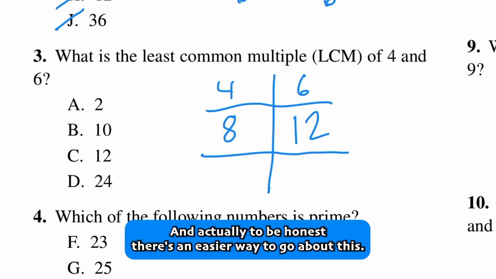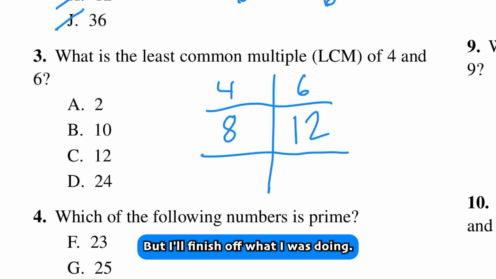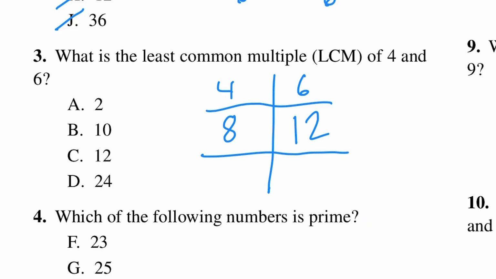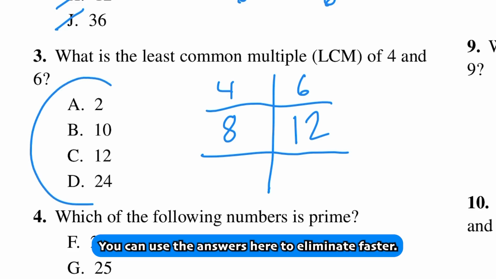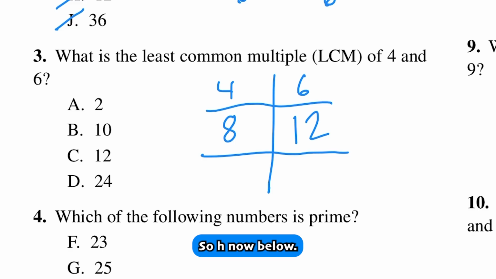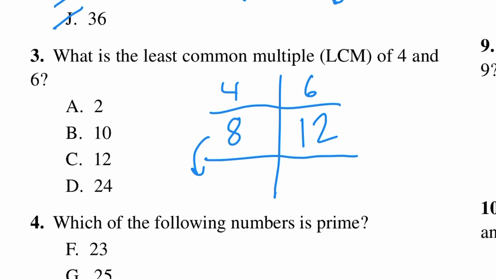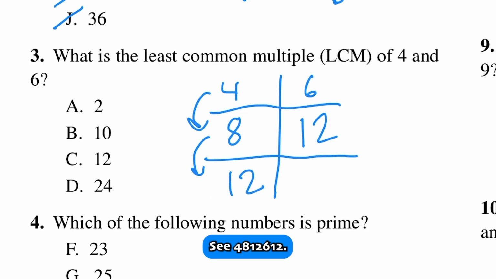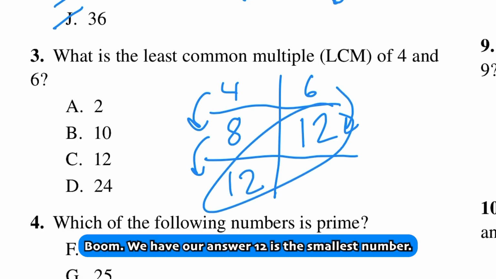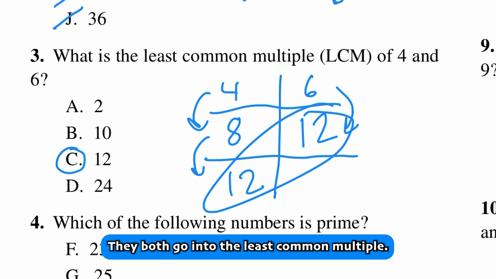And actually, to be honest, there's an easier way to go about this, but I'll finish off what I was doing. You can use the answers here to eliminate faster. So 8's now below, so we're going to move it up to 12. See 4, 8, 12, 6, 12. Boom, we have our answer. 12 is the smallest number they both go into, the least common multiple.